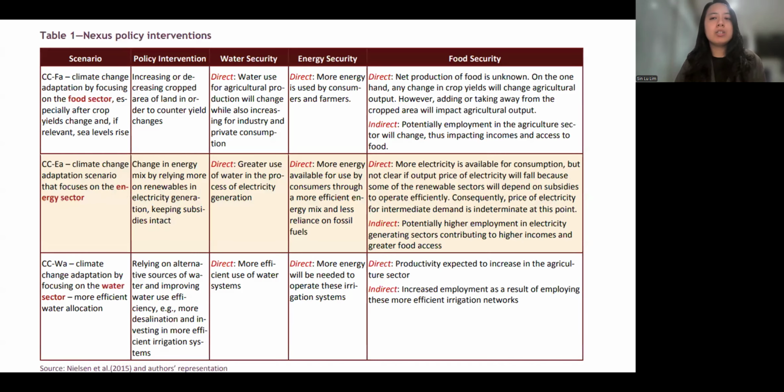So the policy intervention from North Africa for food is that they will increase or decrease the crop area of land in order to counter yield changes. For energy, it will change by relying more on renewable energy generation, keeping subsidy intact. And for water, it will rely on alternative sources and improve water efficiency by having a more efficient irrigation system. All these results are implemented from the integration of the WEF Nexus and the Computable General Equilibrium Model, CGE.